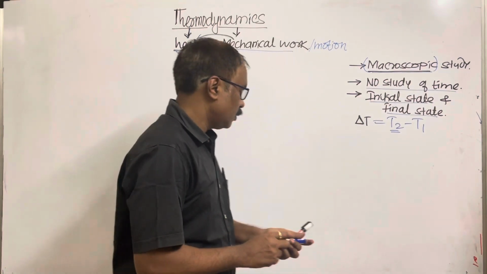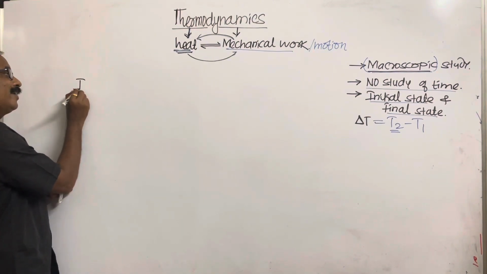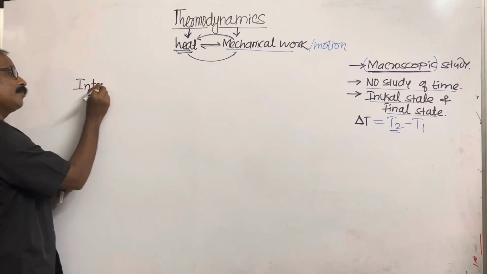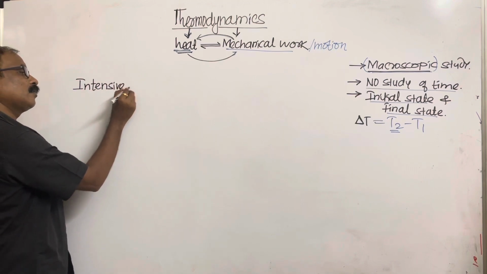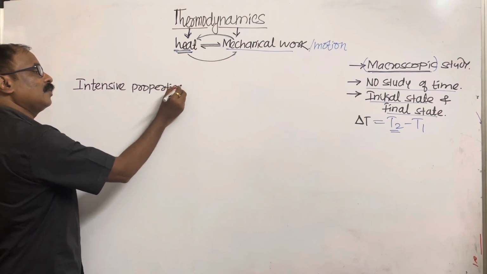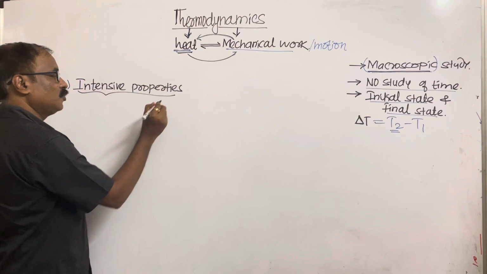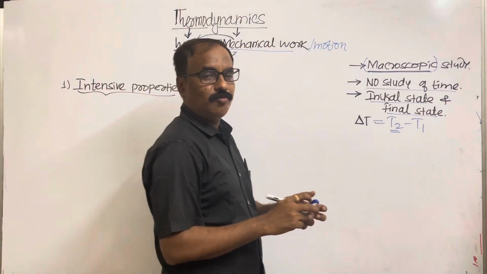Number one, intensive properties, and the second one is what? Extensive properties. So first we'll see what intensive properties are.